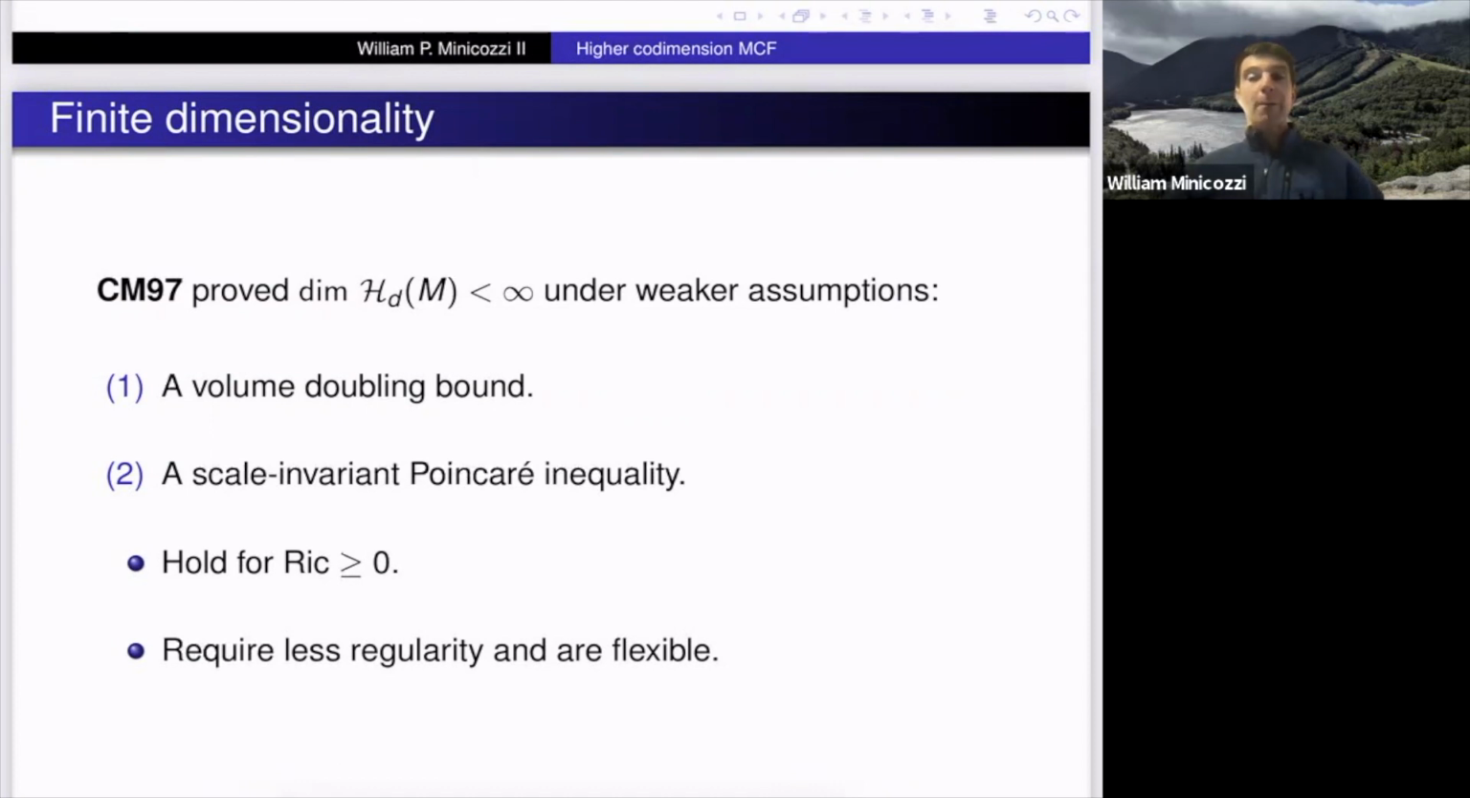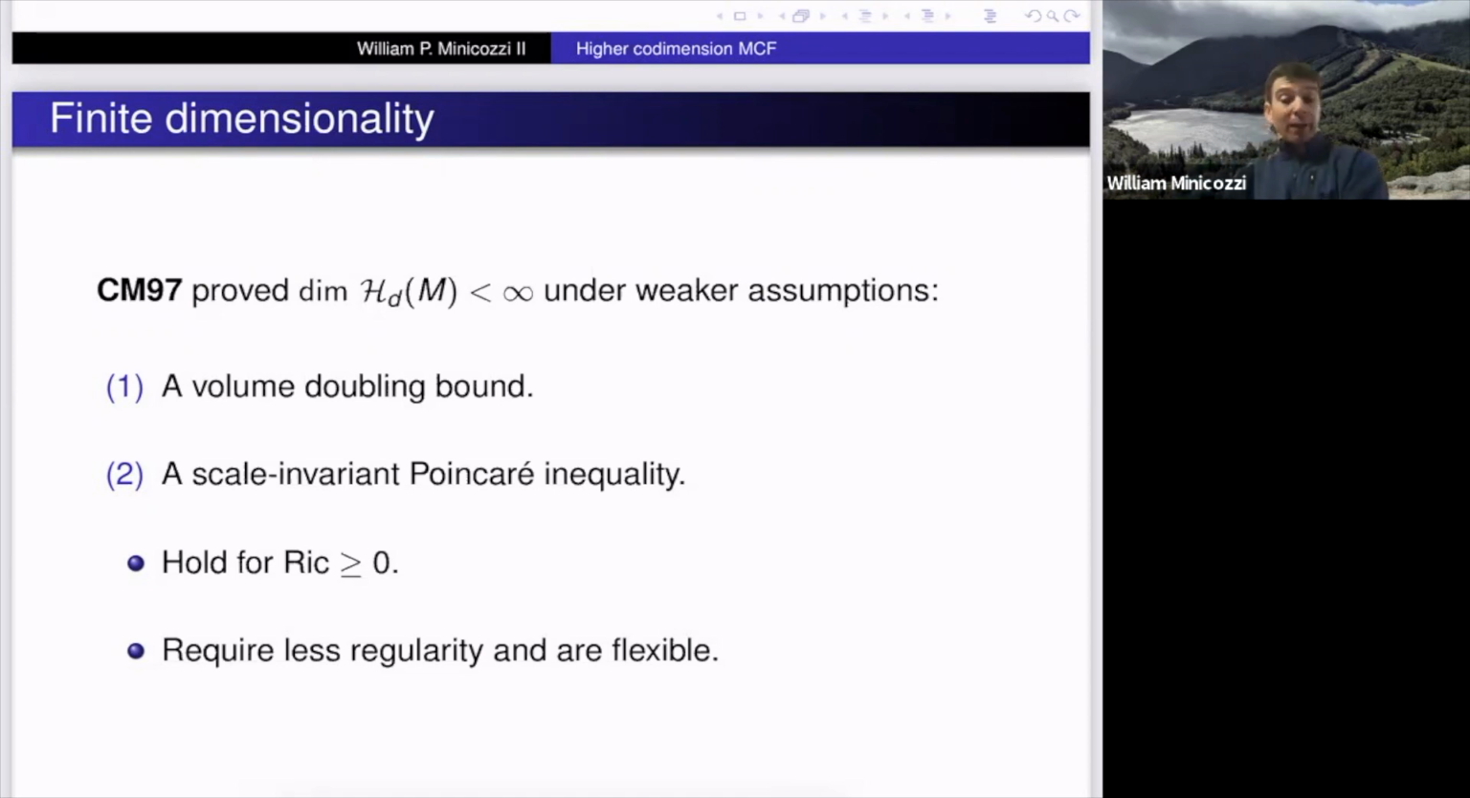So the two properties are a volume doubling bound. This means that if you take a ball of twice the radius, its volume is bounded by a fixed constant times the original ball. That's called volume doubling. Of course, on Euclidean space, if you double the radius, the volume just goes up by 2 to the n. But if you have a manifold with volume doubling, it goes up by at most a fixed constant every time you double. And the second thing you needed was a Poincare inequality. So you wanted a Neumann-Poincare inequality on every ball. Both of these properties hold for non-negative Ricci curvature.